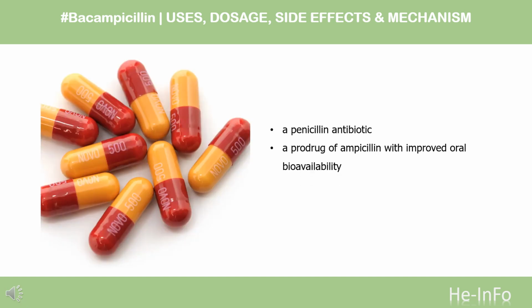What is bacampicillin? Bacampicillin is a penicillin antibiotic. It is a prodrug of ampicillin with improved oral bioavailability. It was sold under the brand name Spectrobid, and in 2015 Pfizer discontinued Spectrobid, and no generic manufacturer has taken over production. Bacampicillin is thus unavailable in the United States, and is no longer FDA approved.